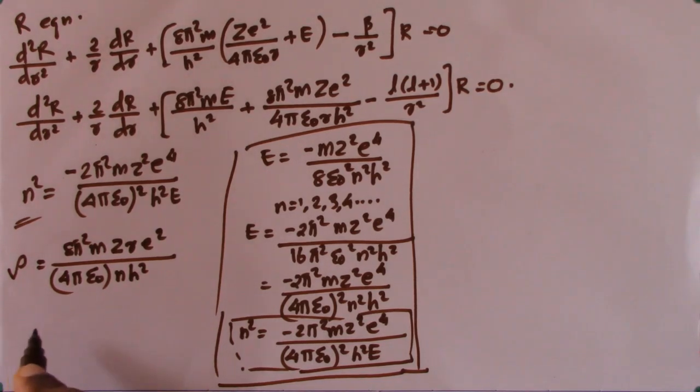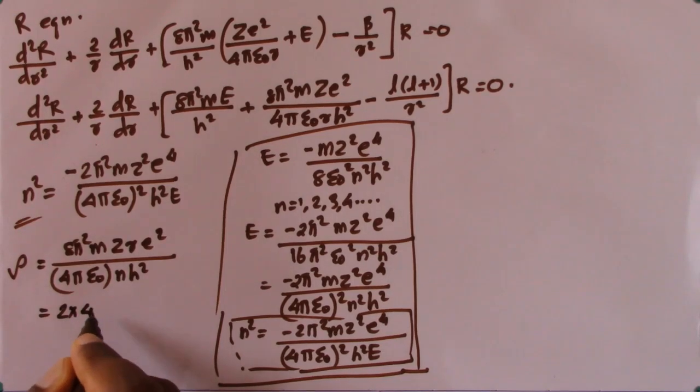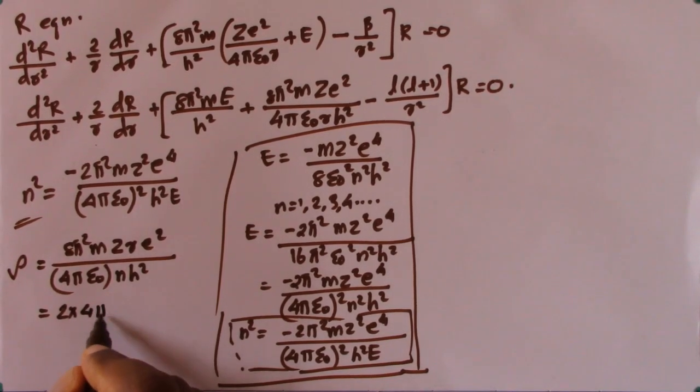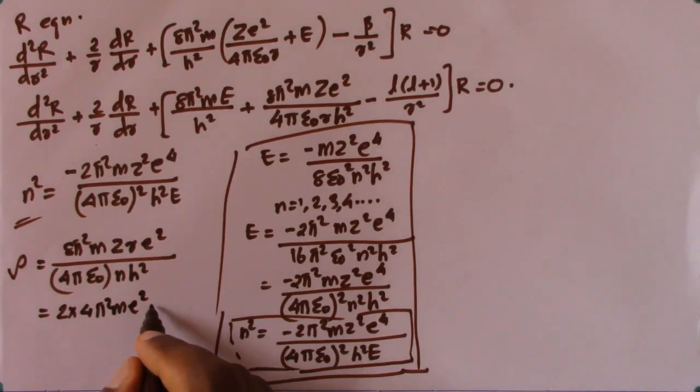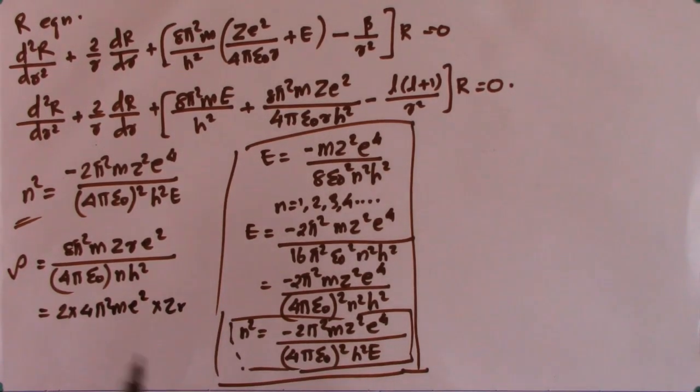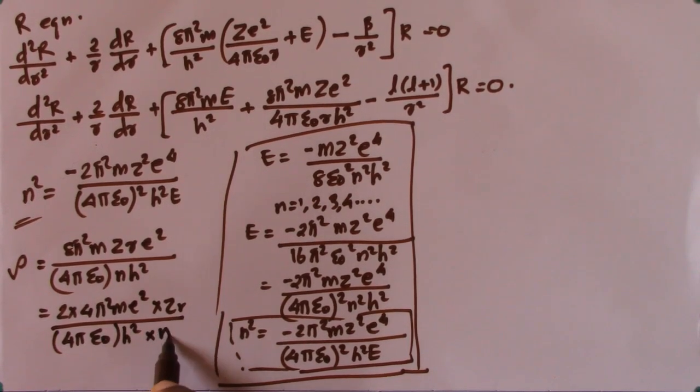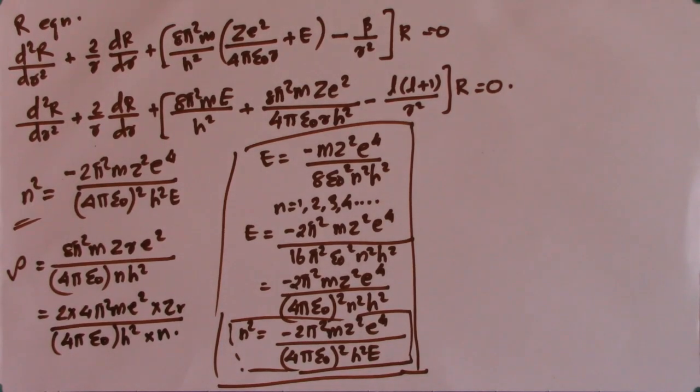So this one I can write like 2 into 4 pi square m e square into z r, divided by 4 pi n into 4 pi epsilon 0 h square into n. Okay, I can write like that.